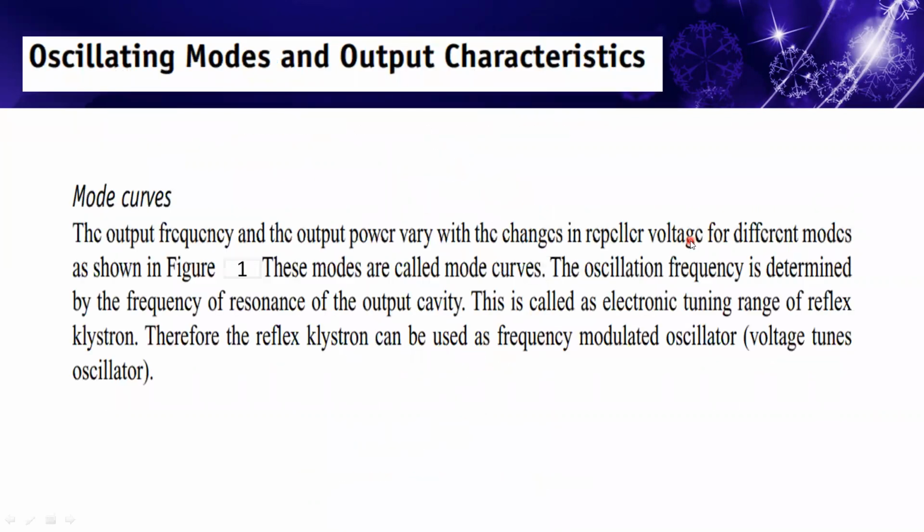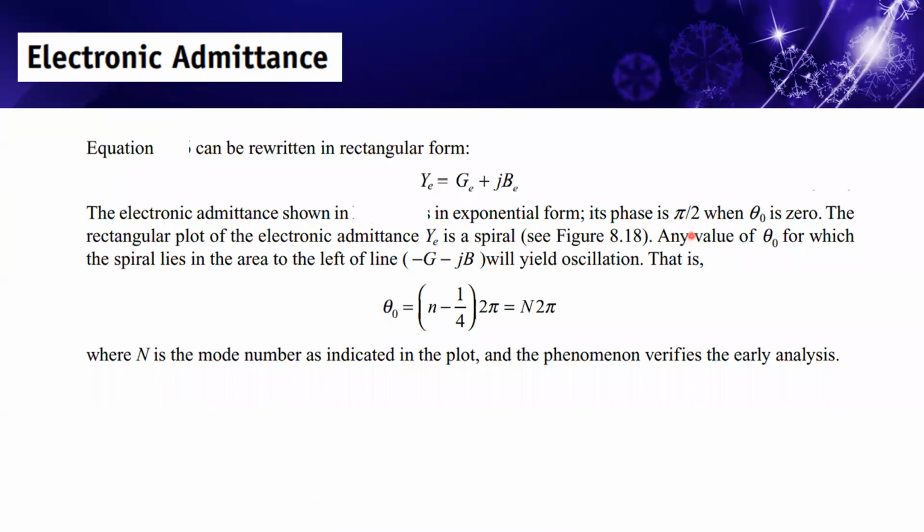This spiral nature can be obtained according to the formula. So this is the formula for maintaining the oscillations. Capital N is the mode number indicating in the plot this phenomenon that verifies the previous analysis. Clear? For example, for n equal to 1, what is the answer you are getting here?